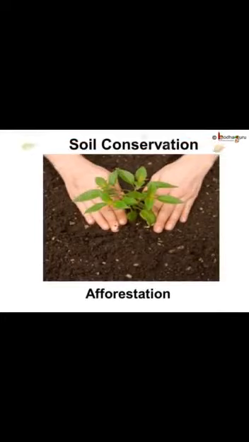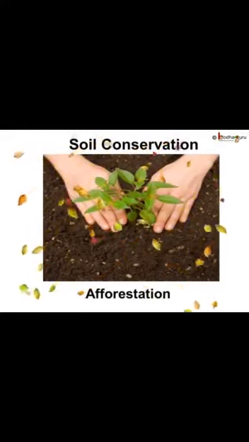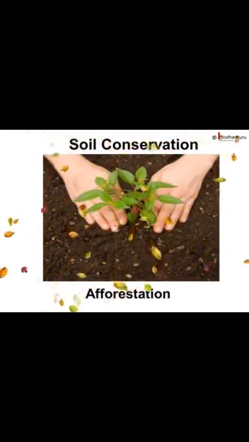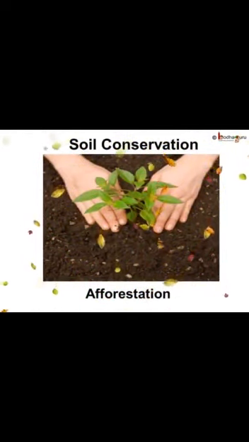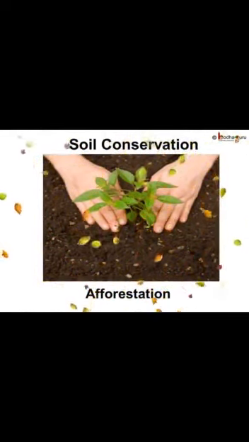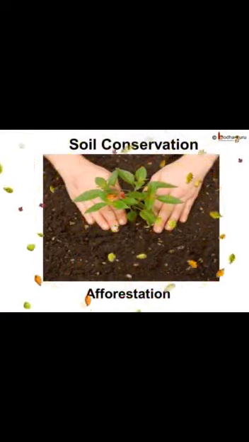So what steps should be taken to protect the soil from erosion? When the soil is protected from erosion, it is called soil conservation. Soil can be conserved by planting trees. Planting new trees to cover a large area is called afforestation.